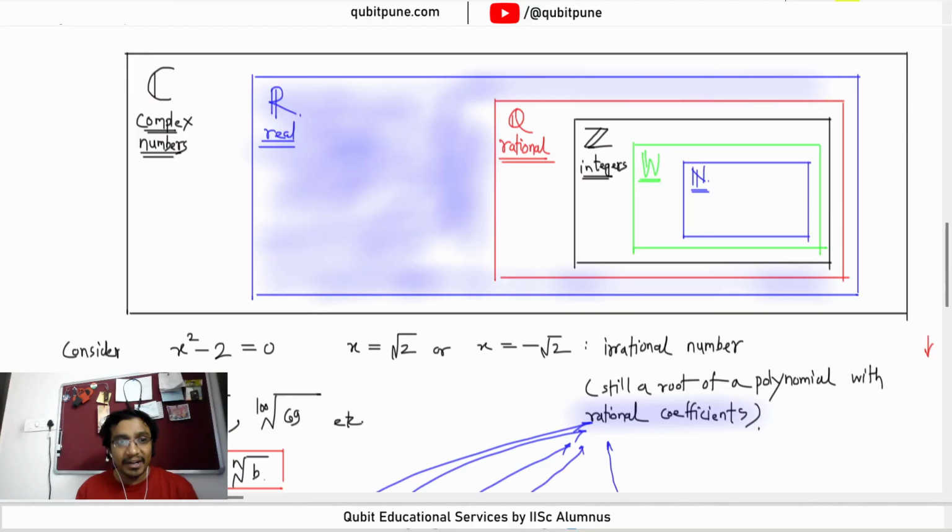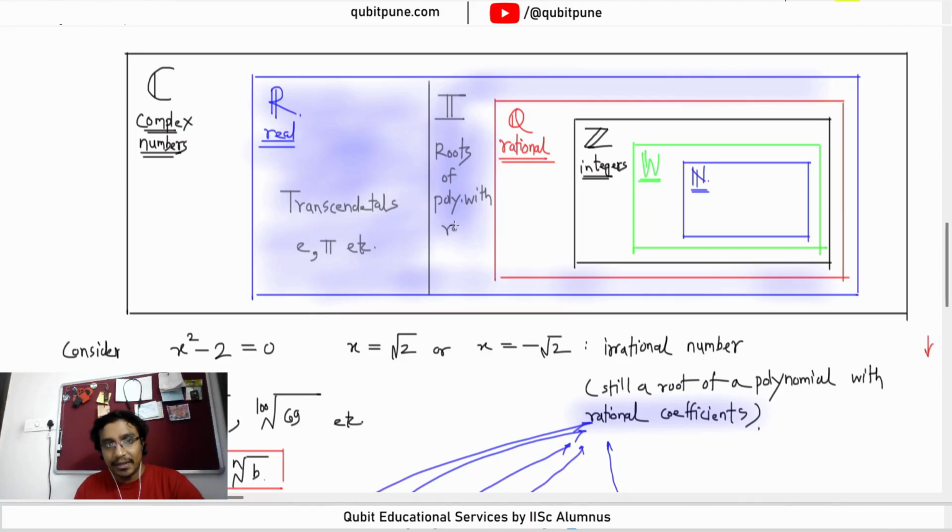So which means we can partition the set of real numbers into two things, in which we will include all transcendentals on one side, like e, then we have pi, etc. And then all irrationals, which are actually roots of a polynomial with rational coefficients, they come here. Roots of polynomials with rational coefficients.